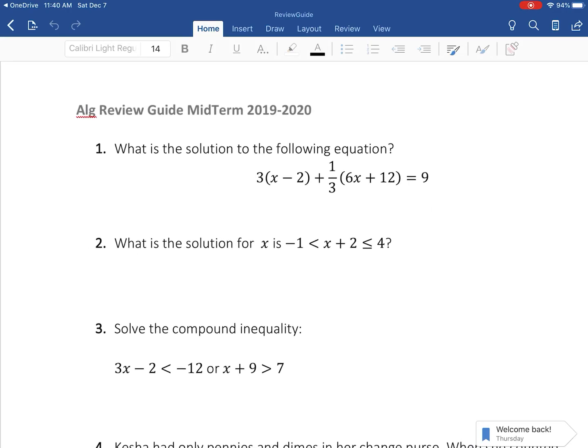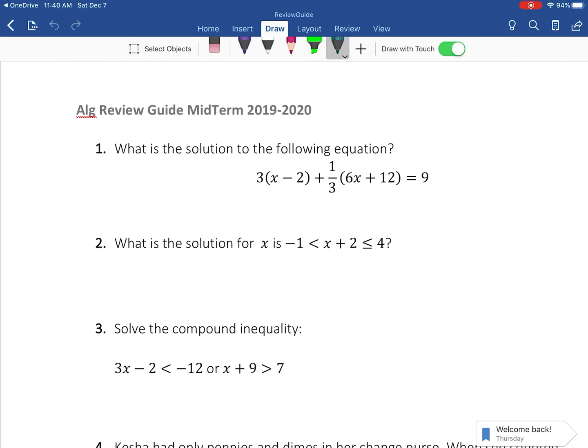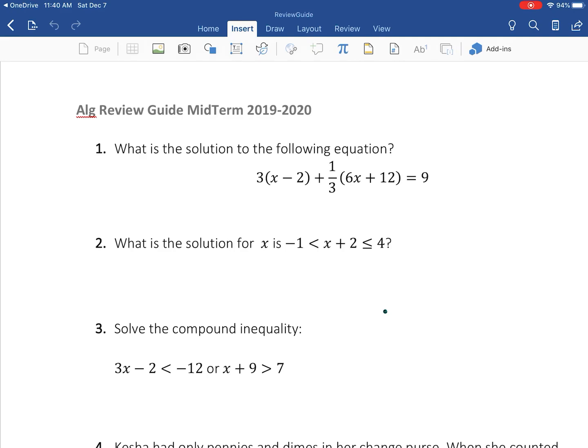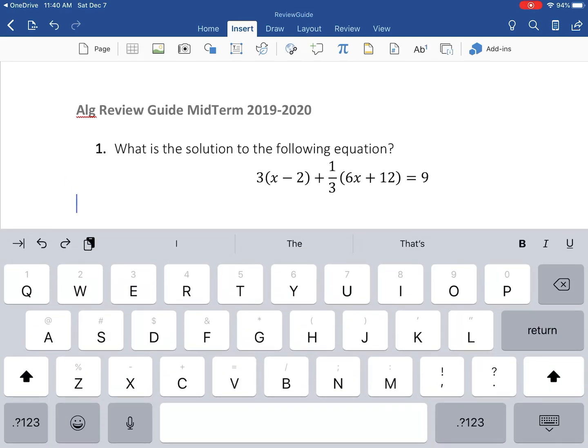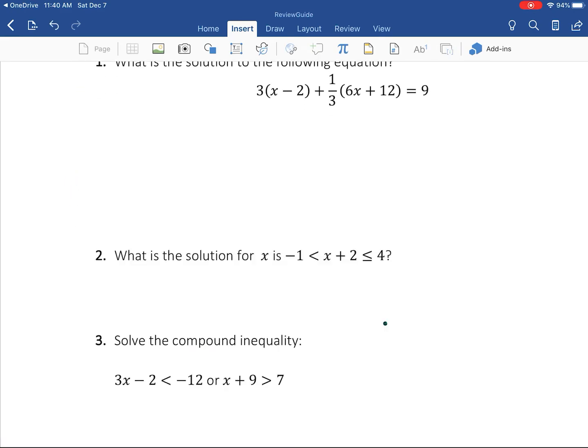Hello, okay, so in these episodes of Mathematics, we're going to go over our midterm review guide. I'm going to go over the first few questions one at a time, so that makes it easier for us to get them done. Let's see, hold on, I need to insert some space here so I have more space to work with.